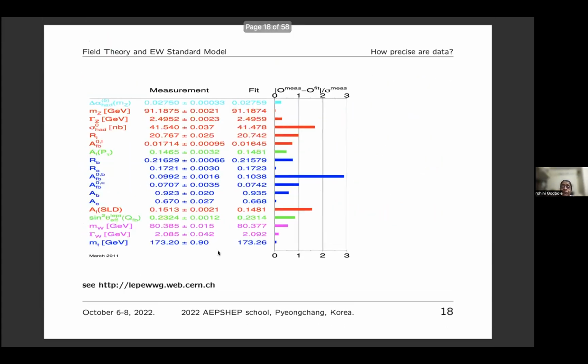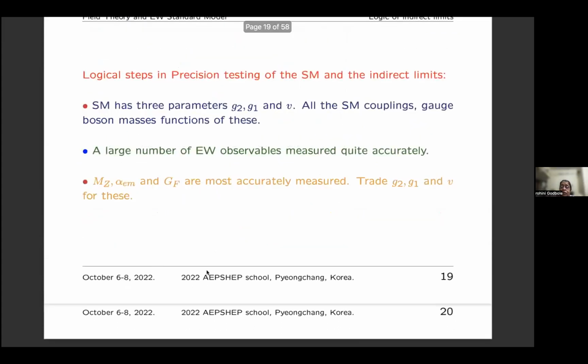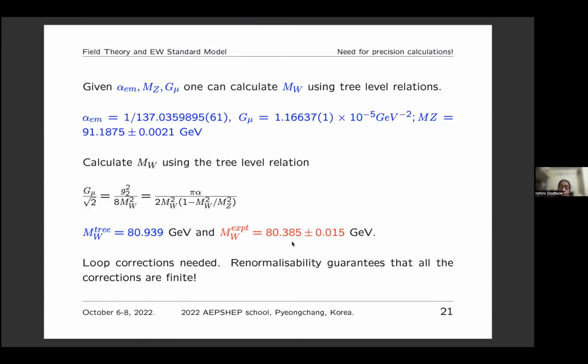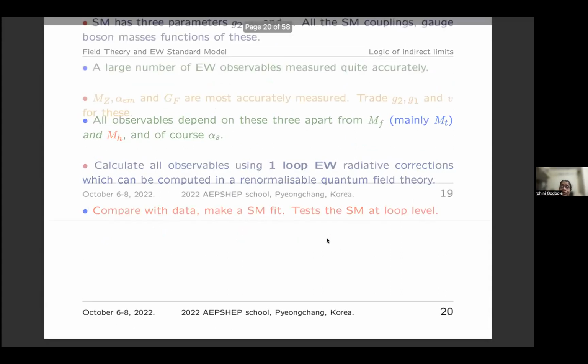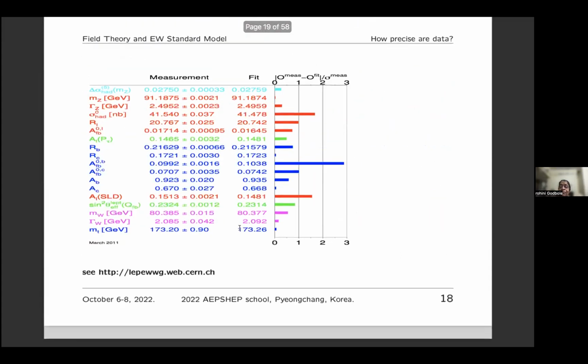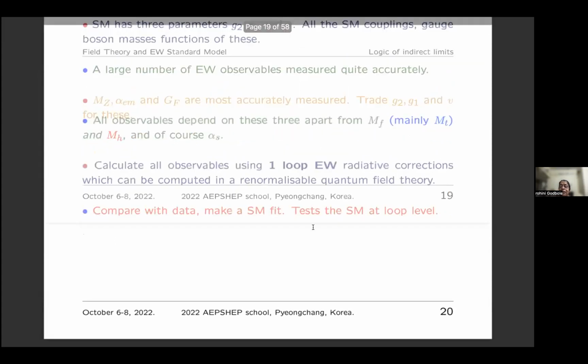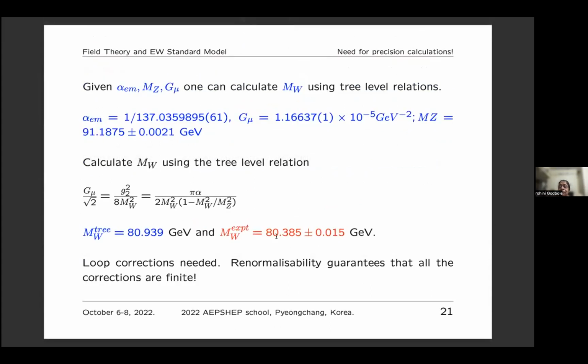So now there is the big deviation between 80.939 and the experimental measurement of 80.385. This tells you that if we didn't include the loop corrections, we would have said that the standard model is wrong by God knows how many standard deviations. Because the difference between 80.9 and 80.3 is huge, and the error of measurement is 0.015. But lo and behold, once you take into account the loop corrections, and this is what was indeed done, this becomes 80.377, and that completely and very happily agrees with this experimental measurement.